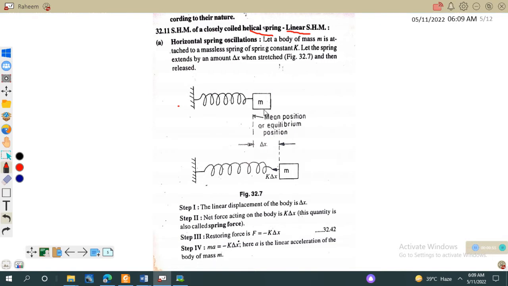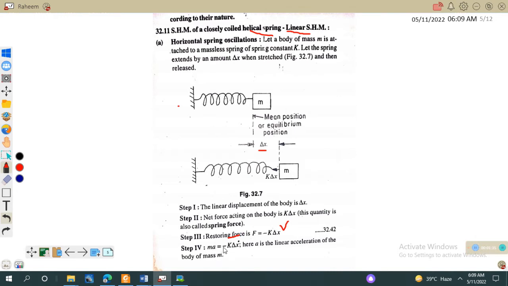If we displace this block from its mean position to some other point, by a distance delta x, a force will act on it. F will be k into delta x, and that is the restoring force. Restoring force means that this force will act on the block to bring it back to its original position. So F will be equal to minus k delta x, and from Newton's second law, F is equal to ma, which is equal to minus k delta x.